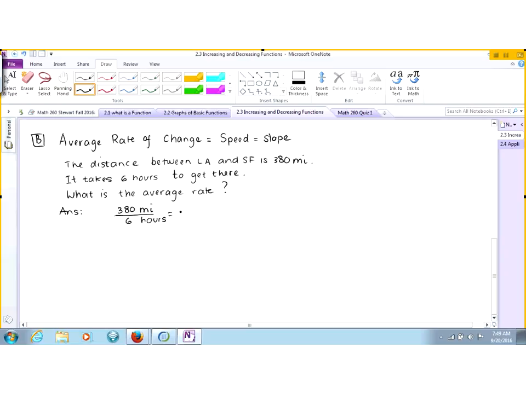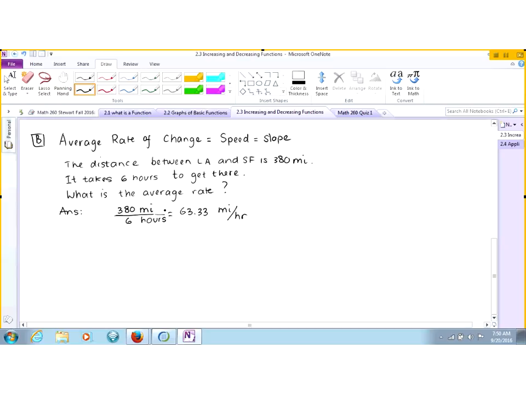So what is 380 divided by 6 approximately? Approximately 63.3 miles per hour. Do you only drive 60 miles per hour? No, but sometimes when you're trying to exit LA and get to San Francisco, there's traffic, right? So that's why it takes 6 hours. So basically, average speed is distance traveled divided by the time.